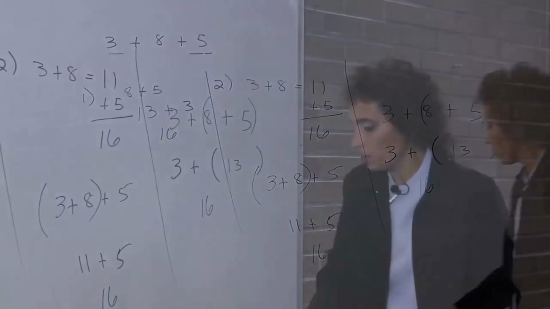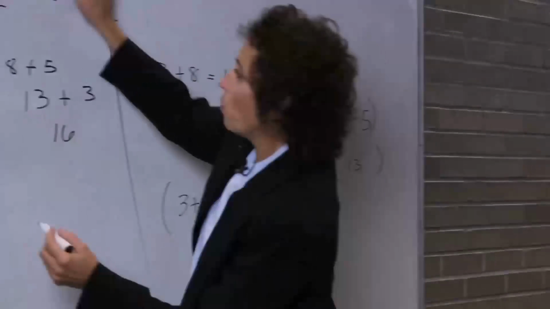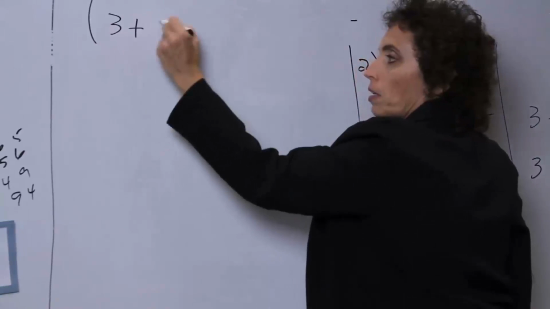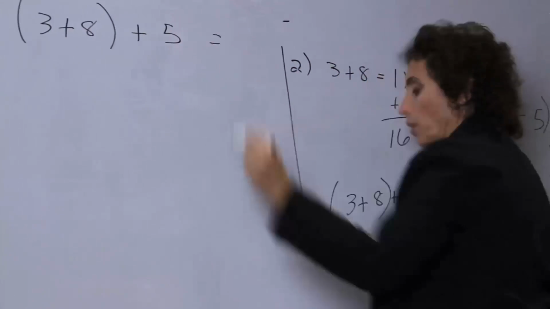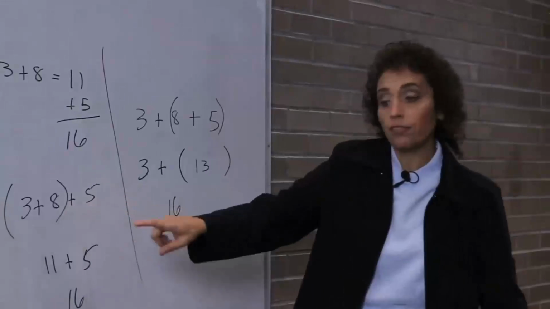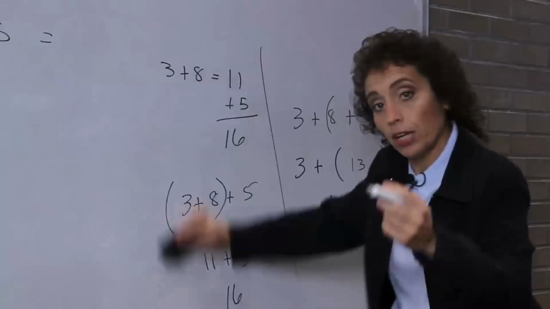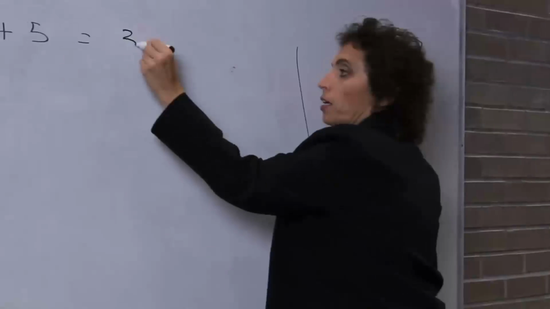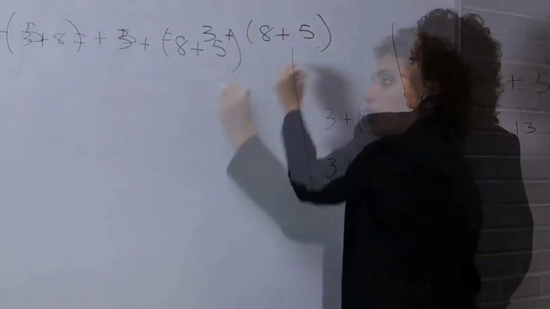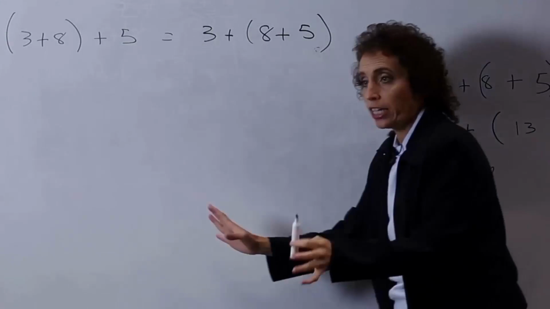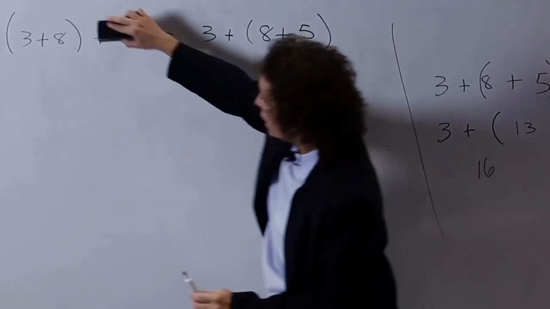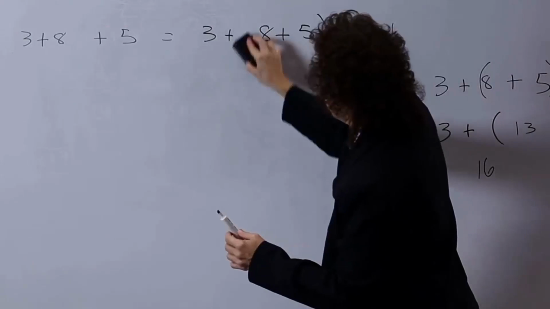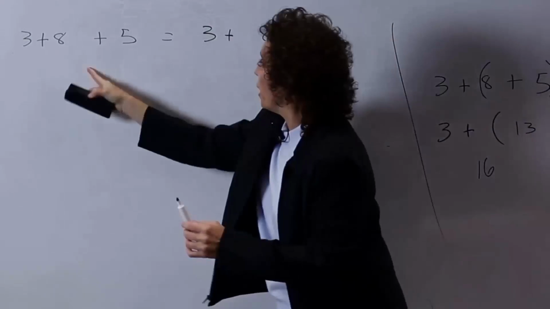So let me show you how this looks. If I was to write this with an equal sign, it would look like this. That's the first one. 3 plus 8 in parentheses plus 5 equals, okay, now we're going to put in this next one. 3 plus 8 plus 5. Okay, now notice order did not change. And the easiest way to tell that order doesn't change is to take off the parentheses. I'll put them back on in a minute. It's okay. 3, 8, 5, 3, 8, 5.